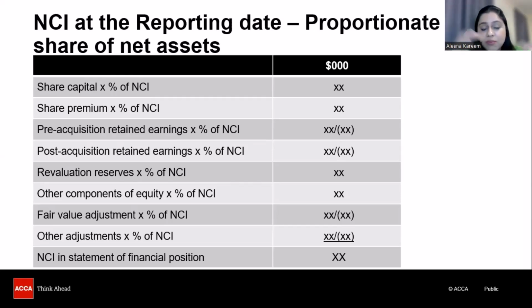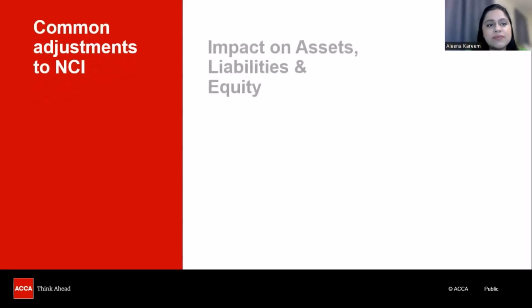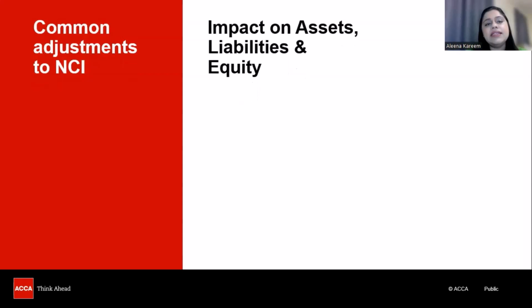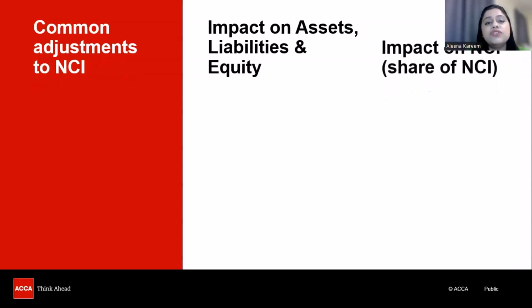So I've summarized the complete format for you in these two slides so that when you're solving the questions, you can very easily pick them up and solve them. Now, a few common adjustments which you need to do with respect to NCI. We are going to pick them up. We are going to see what their impact on the related assets, liabilities, and equity are going to be, and then what is going to be their impact on NCI. I mention again, share of NCI. So everything, you just identify the share of NCI in it.